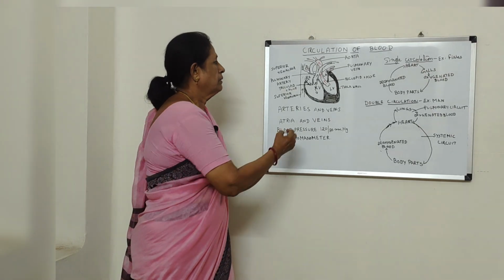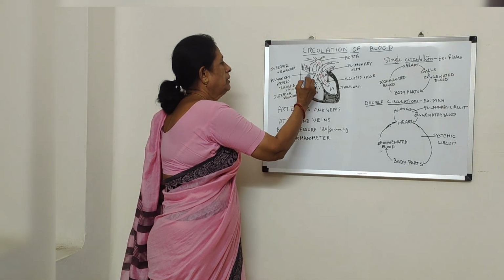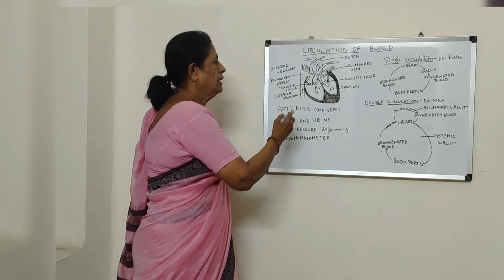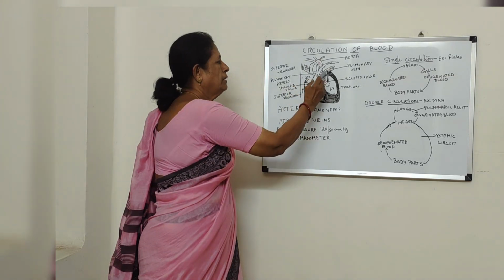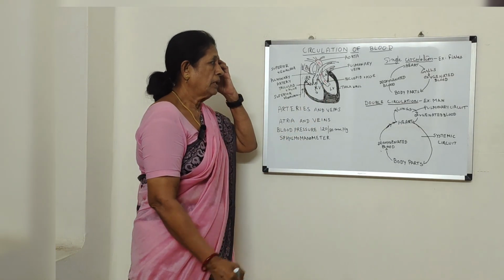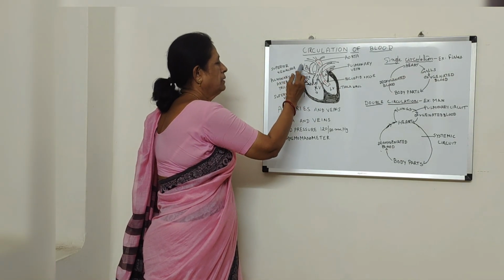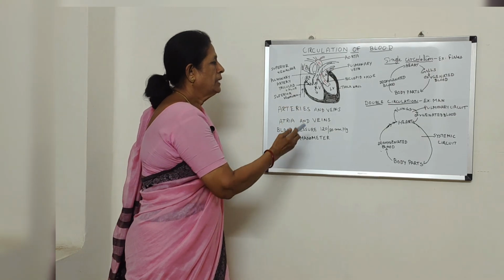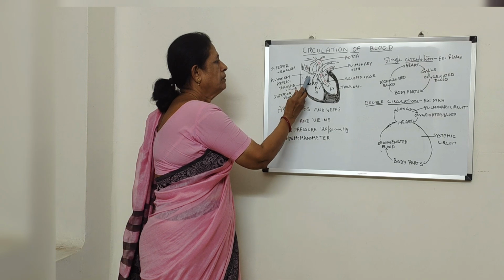So I have told you already, heart is conical in its shape with right auricle, right ventricle, left auricle and left ventricle. Right auricle and right ventricle always carry deoxygenated blood, left auricle and left ventricle carry oxygenated blood. Here the superior vena cava brings impure blood, that is deoxygenated blood from upper body parts. Inferior vena cava carries deoxygenated blood from lower body parts, and they open into right auricle.